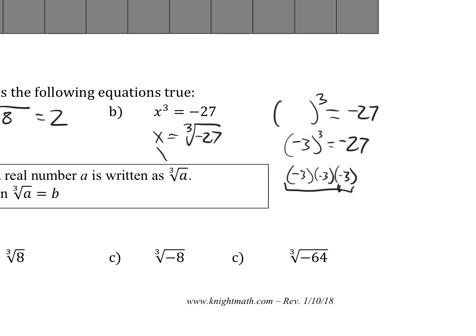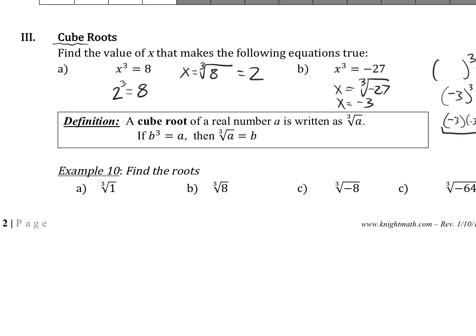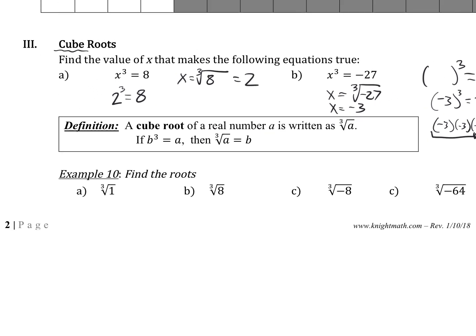Okay, so the answer is negative 3. So yes, we can cube root negative 27. So these are what we call cube roots. All right. So a cube root of a real number a is written like this: the cube root of a. It looks like a square root, but we have this little number up here. This number is called the index. And if b to the third power is a, then the cube root of a is b. Okay, it's just the opposite of a third power.